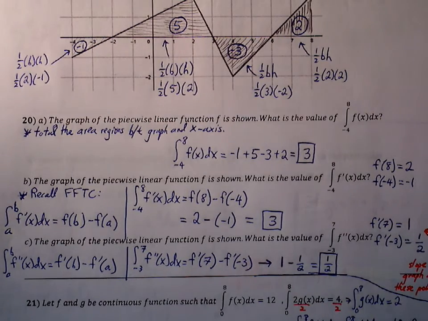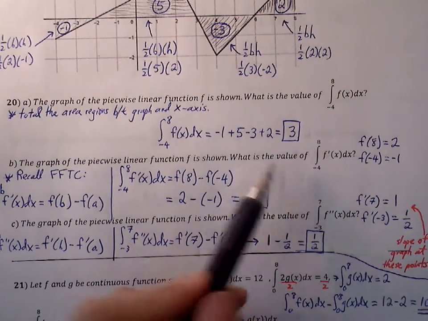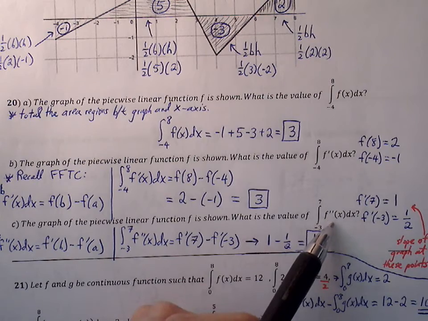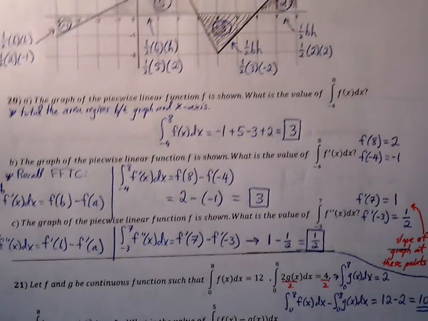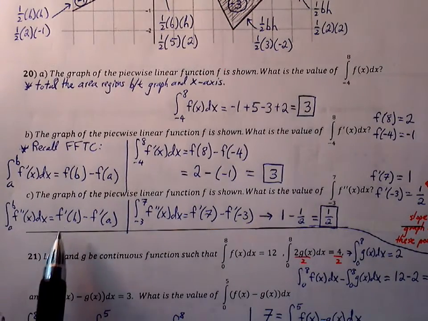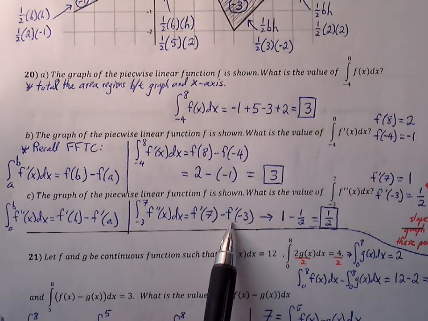Part C, the graph of the piecewise linear function is also shown here, same graph. What is the integral of f double prime? So just like with first theorem, we can apply that. If we take the antiderivative of f double prime, this is going to bring us up to the f prime level. So we can say f prime of b minus f prime of a, in this case f prime of 7 minus f prime of -3.